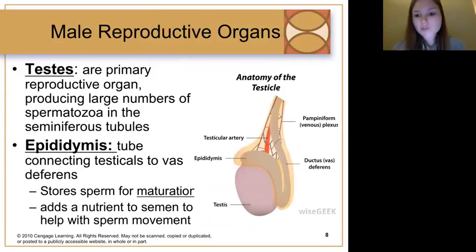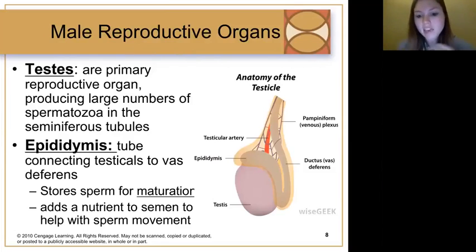And then the epididymis, which you can see on the right, is this big curved-looking structure here. It is a tube that connects the testicles to the vas deferens, which, if you remember from that picture of the structure, is the duct that connects it to the rest of the reproductive tract. The epididymis stores the sperm for maturation, and it adds a nutrient to the semen to help with sperm movement. The sperm will be stored in the epididymis prior to ejaculation.